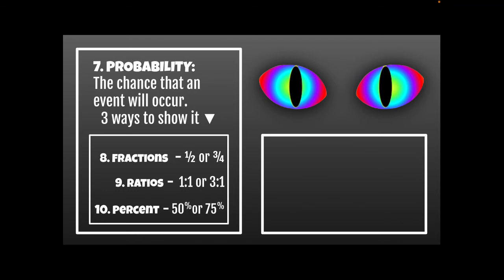So 50% is the same as a half or a 1-to-1 ratio, and 75% is the same as a 3-to-1 ratio or 3/4. These are all based on quarters because our first set of Punnett square has 4 boxes, so the outcomes are pretty simple. It can only be 0%, 25%, 50%, 75%, or 100%, the same as 0 quarters, 1 quarter, 2 quarters, 3 quarters, or 4 quarters.